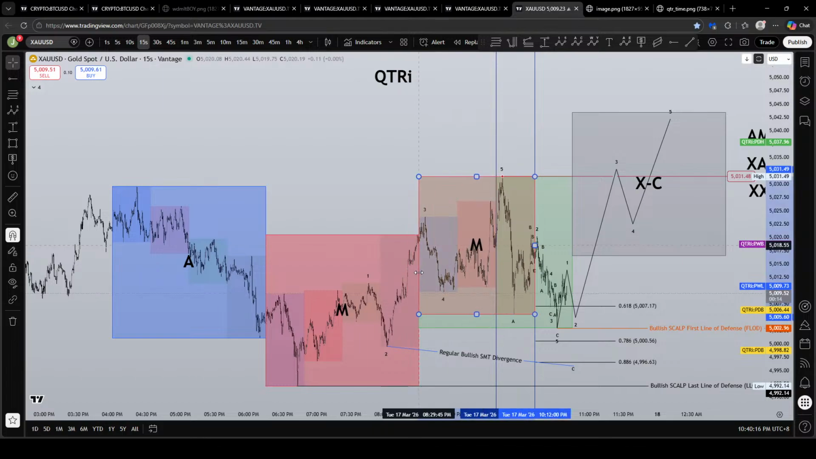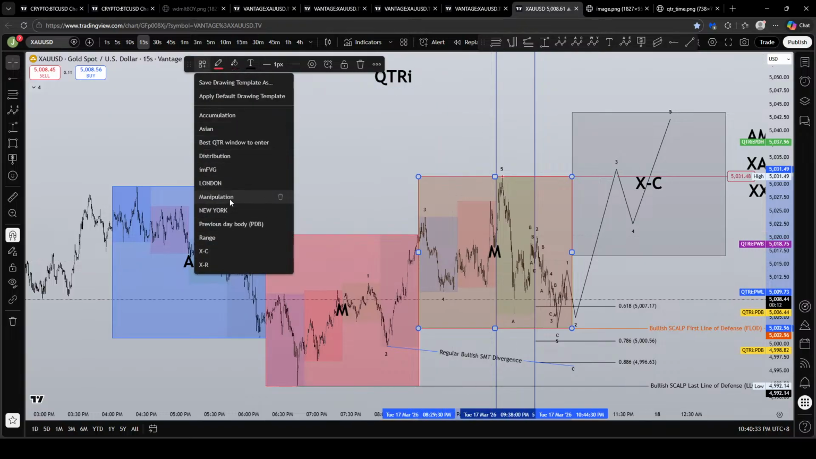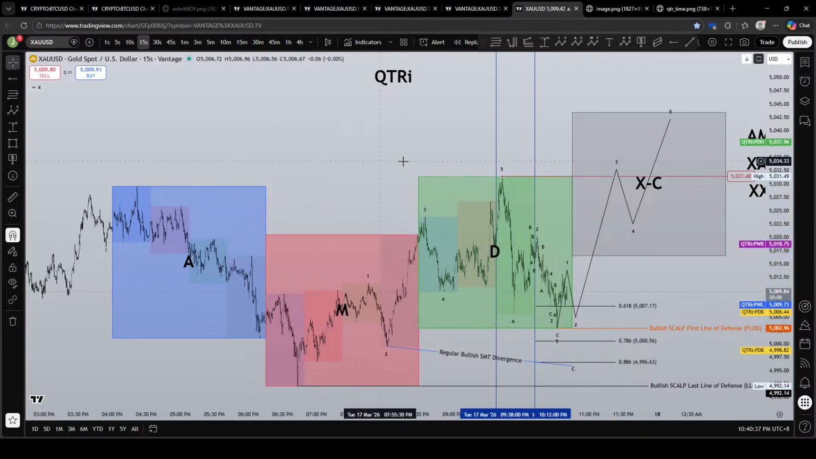Allow me to delete the subquarter structure since it's already confirmed that the subquarter structure is XAMD. So let's label this as distribution.